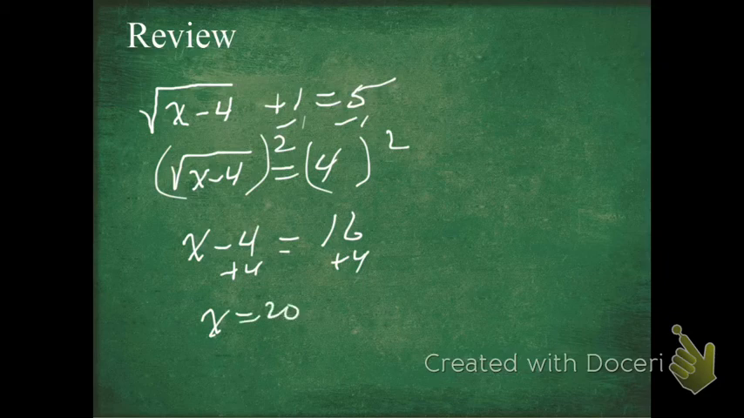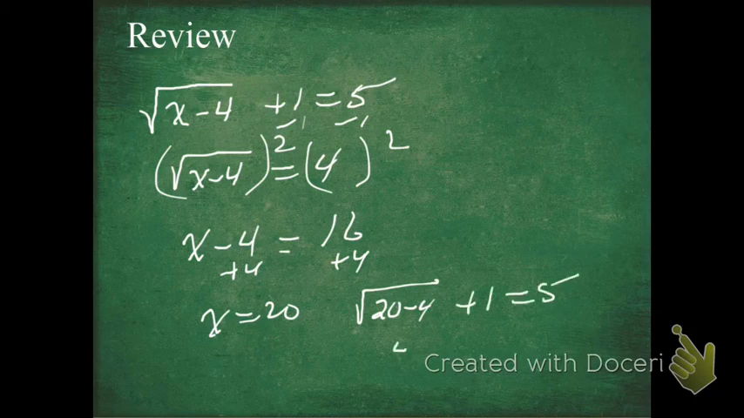And the next step, always check your answers for these problems. So is the square root of 20 take away 4 plus 1 equal to 5? Well, 20 take away 4 is 16. The square root of 16 is 4. And 4 plus 1 is equal to 5. So again, it worked. Okay.